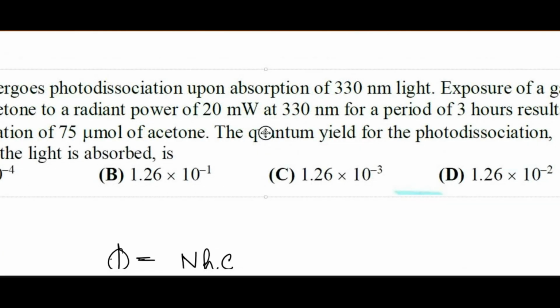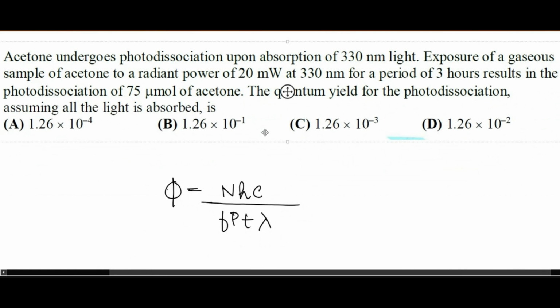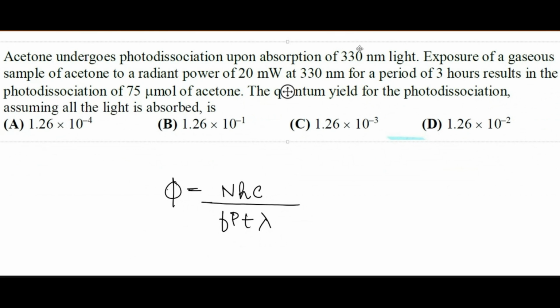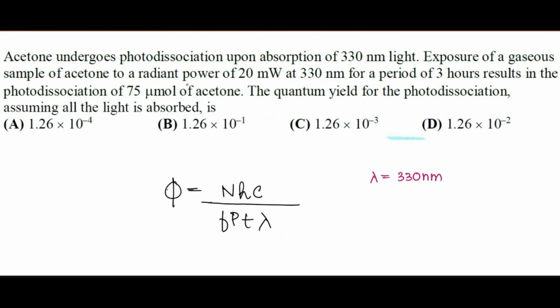Okay, let's read the question one by one. Acetone undergoes photo dissociation upon absorption of 330 nanometer light. So lambda is given as 330 nanometer. Exposure of a gaseous sample of acetone to a radiant power of 20 milliwatt. That is 20 into 10 to the power minus 3 watt, which means joules per second. Let's convert everything to SI units. This is 330 into 10 to the power minus 9 meters.